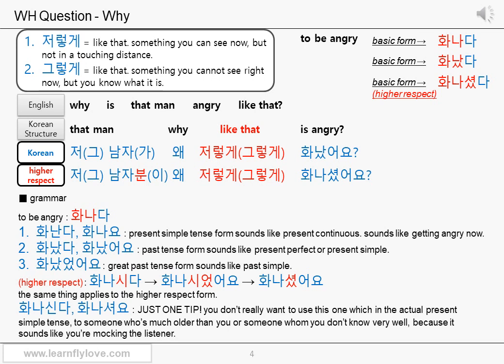Why? Where? Like that. If you used 저 남자, it would be better to use 저렇게 with the same sound, 저. If you used 그 남자, it would be better to use 그렇게 with the same sound, 그. Makes sense, doesn't it? Angry. 화났어요?